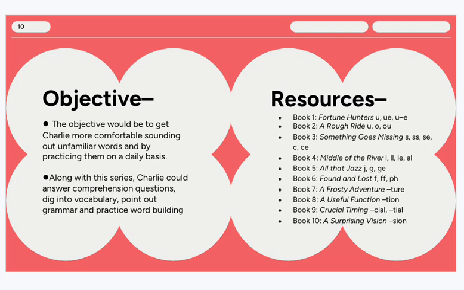So the objective would be to get Charlie more comfortable sounding out unfamiliar words, and doing that by practicing them on a daily basis. Along with this series, Charlie could answer comprehension questions, dig into the vocabulary, point out grammar, and practice world building as we are working on his reading comprehension. So on the right here, you'll see the resources, which is the books 1 through 10, each of them with a different title, with different vowels and consonant sounds and spellings.